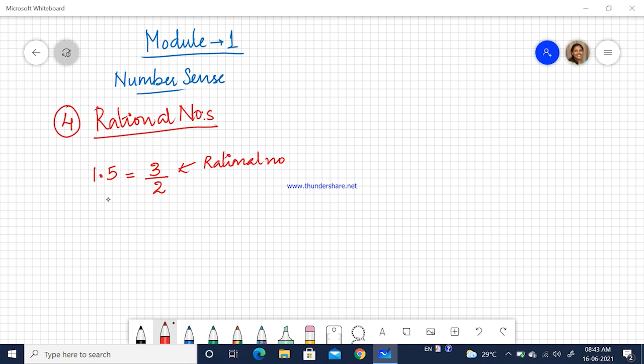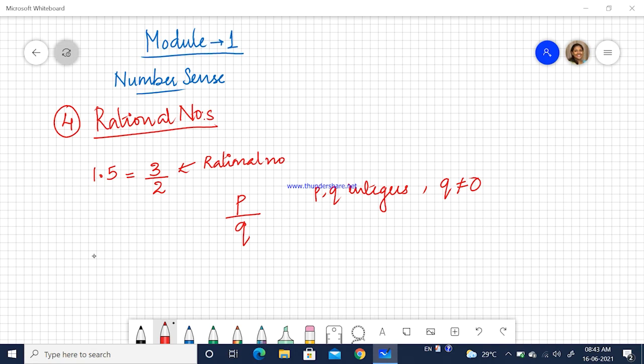If I am able to represent a number in the form of p by q, where p and q are integers with no common factors and q not equal to 0, this is called a rational number. Any number which can be expressed in the form of p by q, with q not equal to 0, is a rational number.